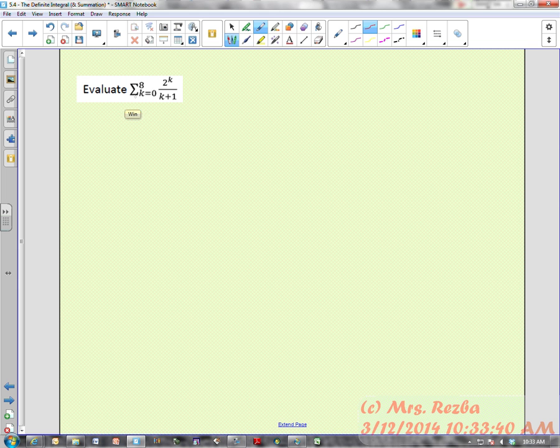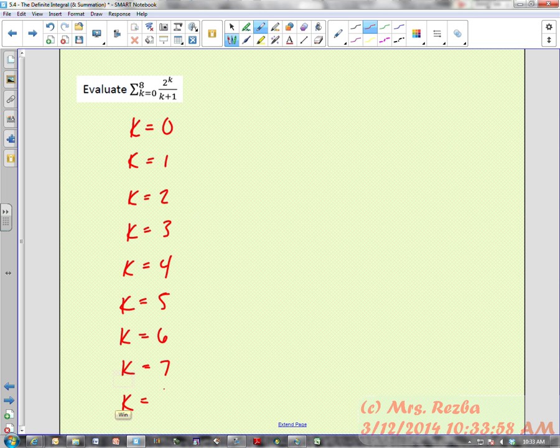So for this one, we have to evaluate what is it at k equals 0? What is it at k equals 1? What is it for k equals 2? K equals 3, 4, 5, 6, 7, and 8. The easiest way to do this is to put it into your y equals 2 to the x power divided by the quantity x plus 1. Go to your table. We should hopefully be in table set mode where we can type it in, or at least just start right away.